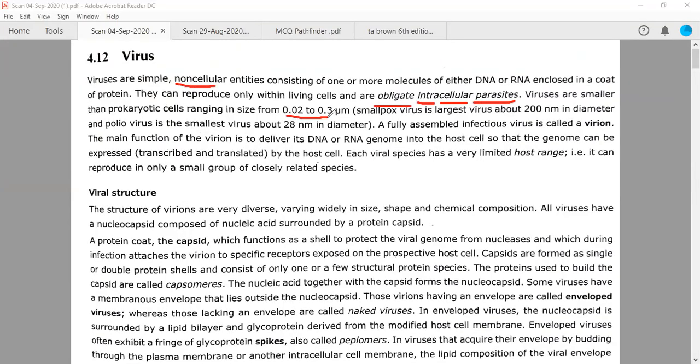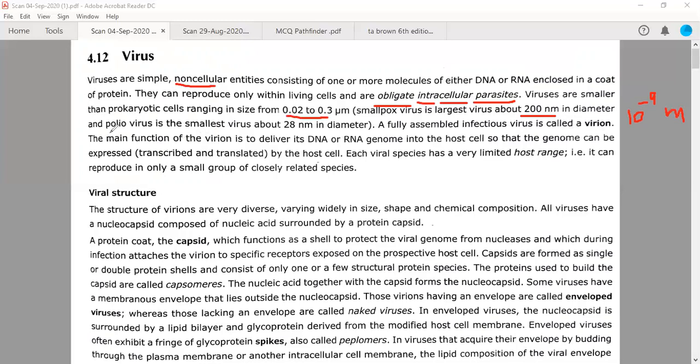Bacteria generally have a size around 1 micrometer, but viruses, the smallpox virus being the largest virus known, have a diameter around 200 nanometer. So they have dimensions in nanometer. And a nanometer is equal to 10 to the power minus 9 meter, right? And 1 micron is equal to 10 to the power minus 6 meter. So you need to remember these units also.